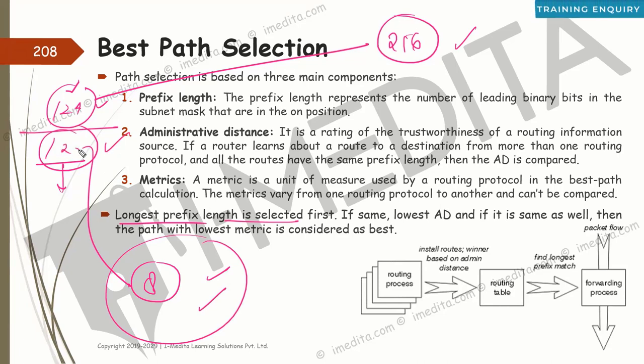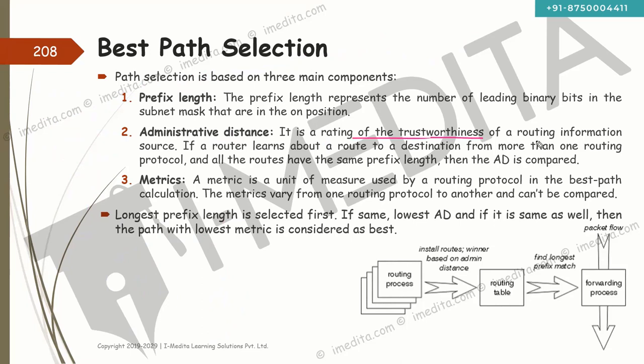If the CIDR is the same, then it goes to the AD, the lowest AD. What is AD? AD is the trustworthiness of the routing information source. If a router learns about a route to a destination from more than one routing protocol, and all the routing protocols have the same prefix length, then the AD is compared. Whichever route has the lowest AD will get installed in the routing table, and that path will be selected as the best path to the destination.